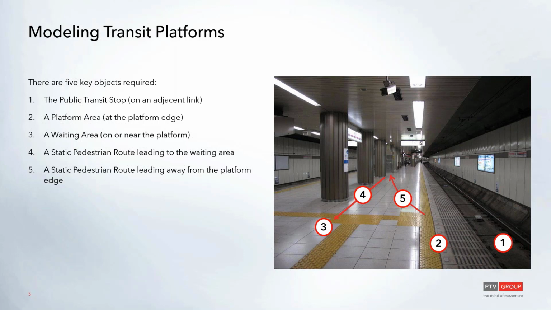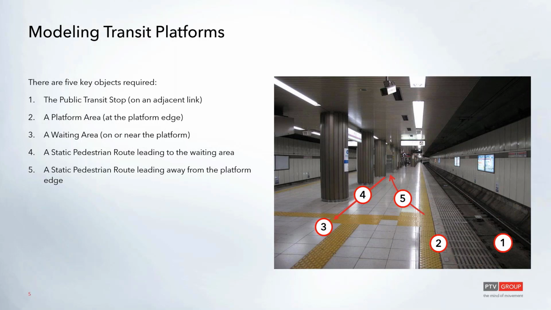So for us, internally in Viswalk, we call everything a platform and a waiting area, but this doesn't necessarily have to be a platform and a waiting area. You can think of this as a curbside or anywhere where you have some sort of public transit vehicle arriving at a predefined stop and then a population of passengers waiting to board or alight from that position.